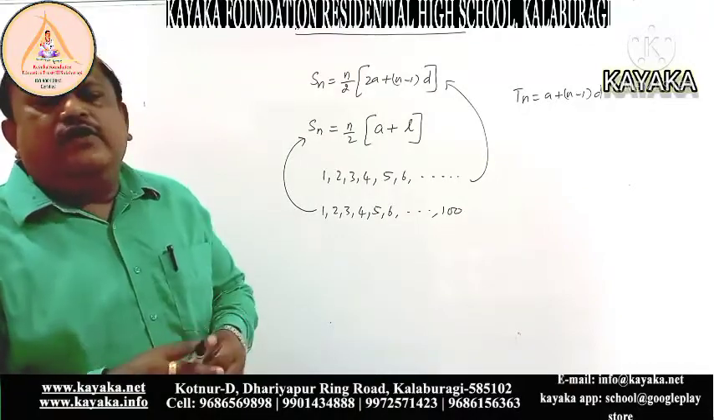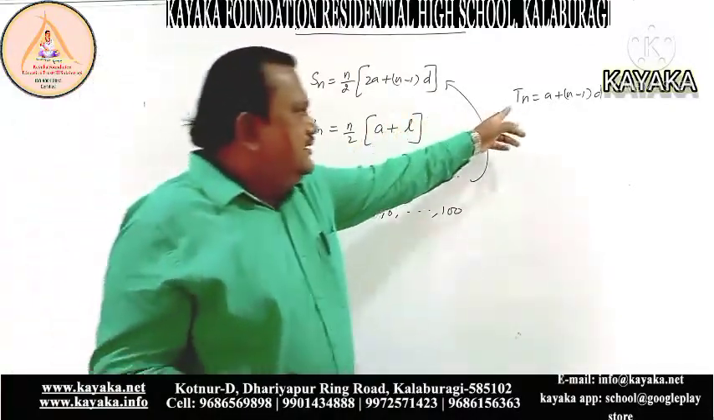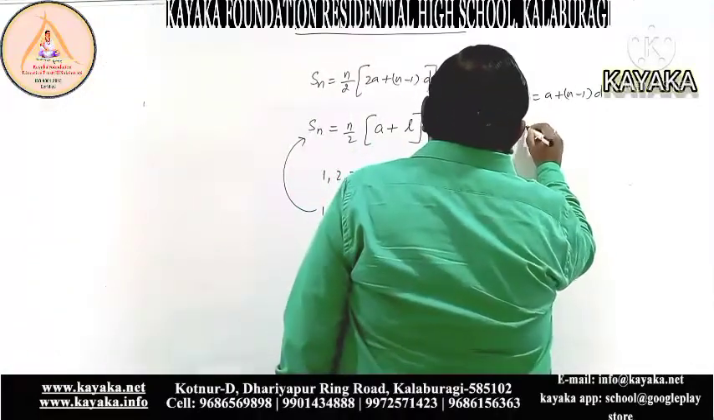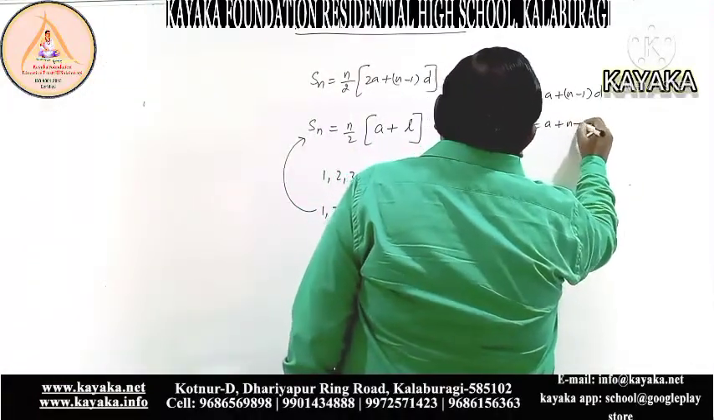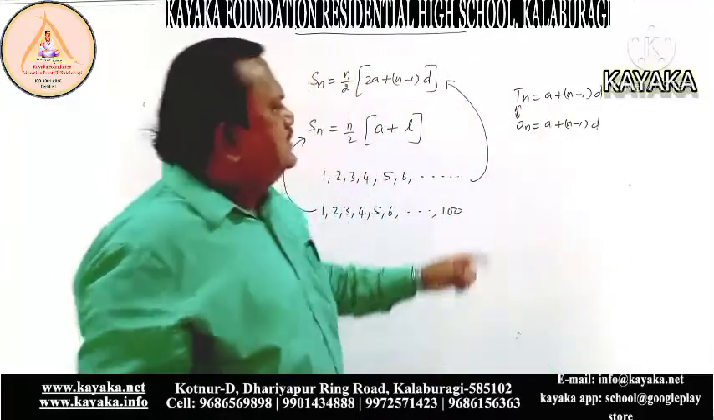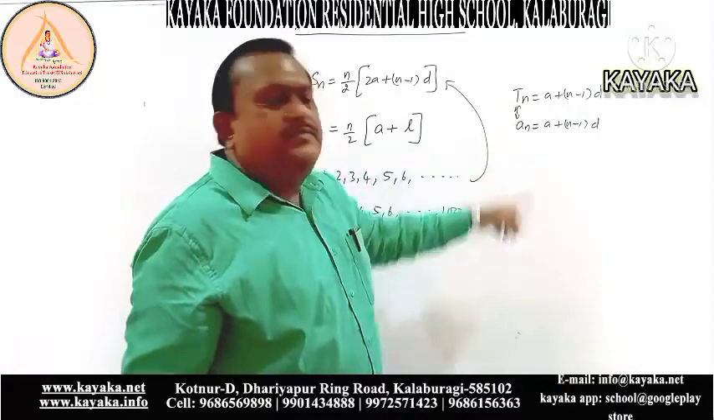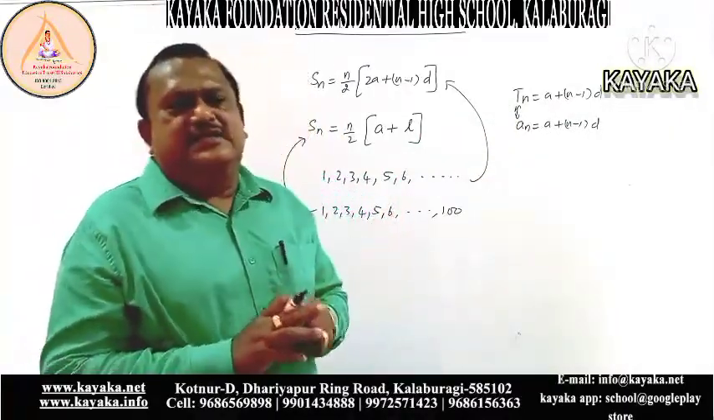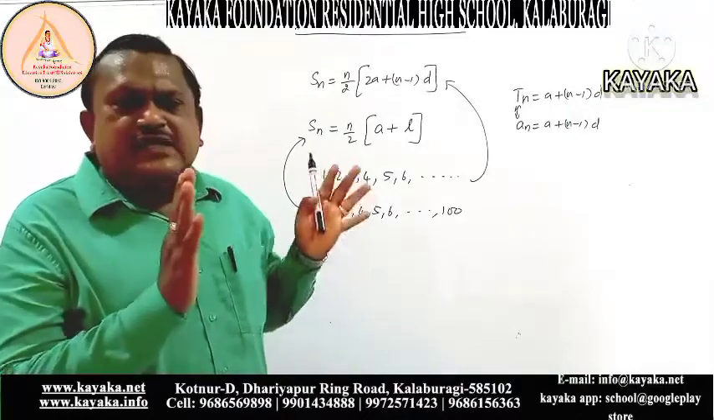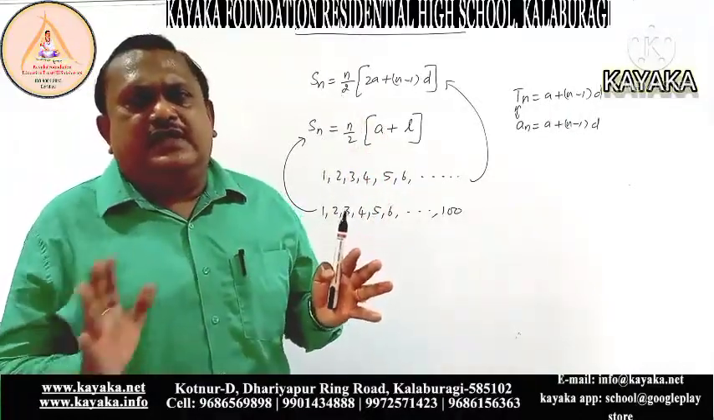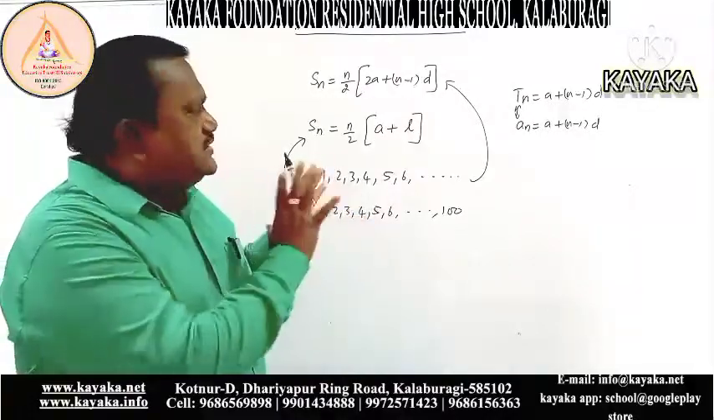In your textbook, instead of this Tn, they have given it as an. An is equal to a plus n minus 1 into d. We can write it either way. In some textbooks they use Tn, in some they use an. These are the basic things, dear children. Using these 3 formulas, the full chapter of arithmetic progression will be covered.